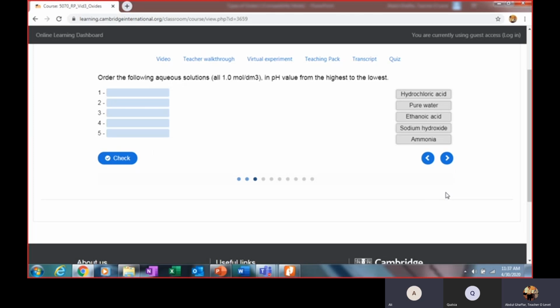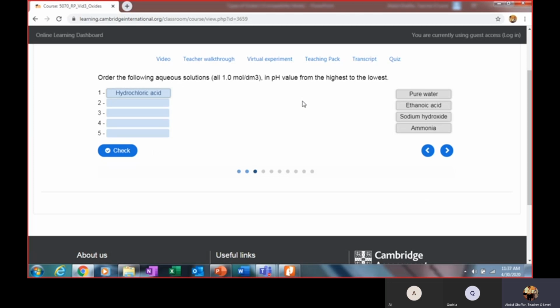First, hydrochloric acid. Hydrochloric acid is a strong acid. Then ethanoic acid. Order of the following aqueous solutions by pH value, highest first. Sodium hydroxide will come first. So we place ethanoic acid in fourth place.